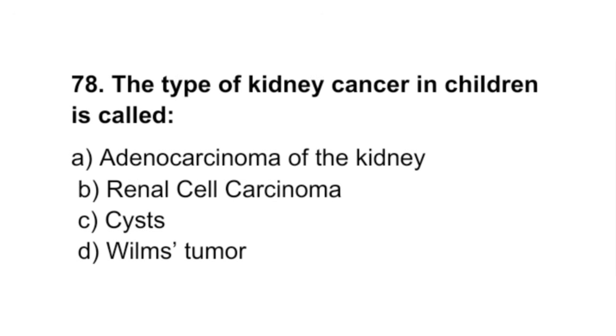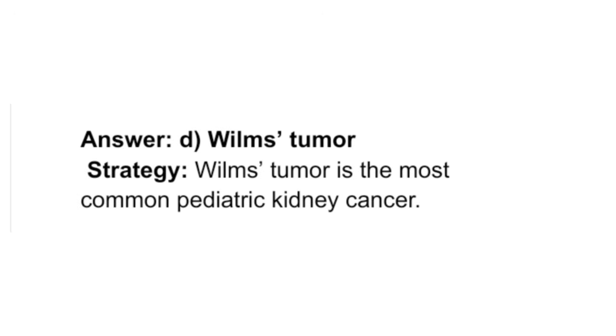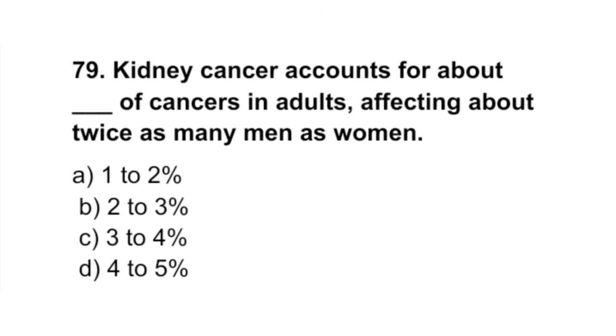78. The type of kidney cancer in children is called A. Adenocarcinoma of the kidney. B. Renal cell carcinoma. C. Cysts. D. Wilms tumor. Answer: D. Wilms tumor. Strategy: Wilms tumor is the most common pediatric kidney cancer.